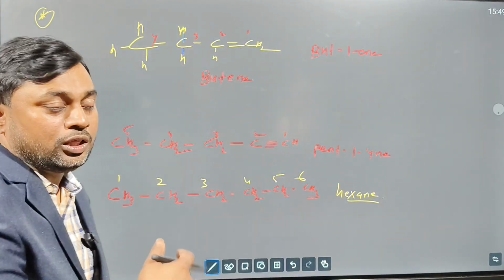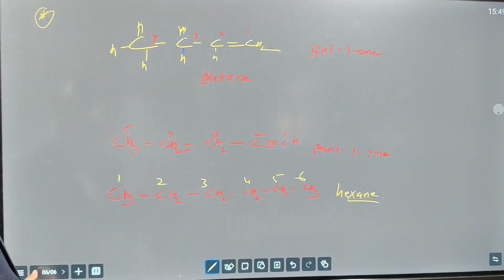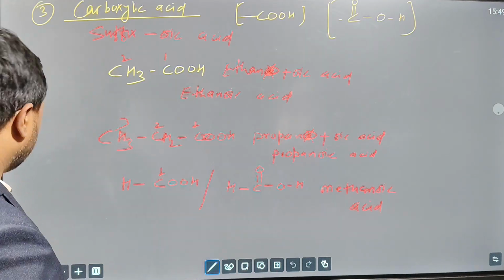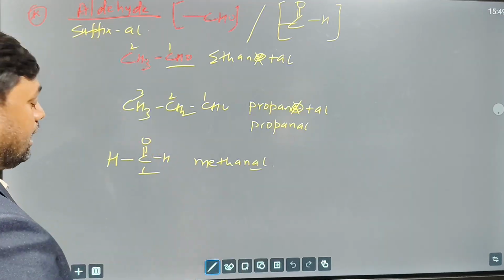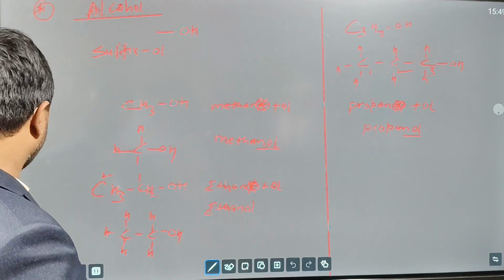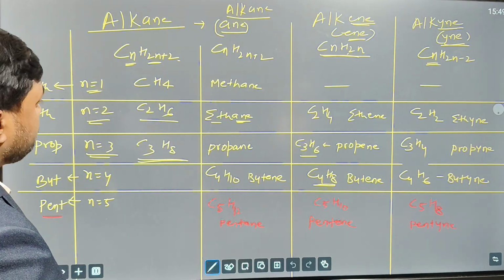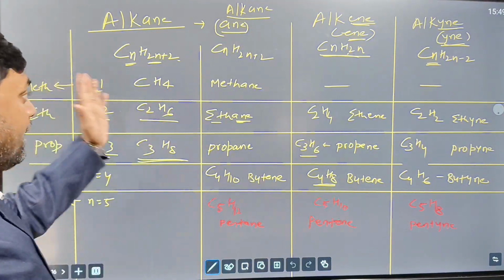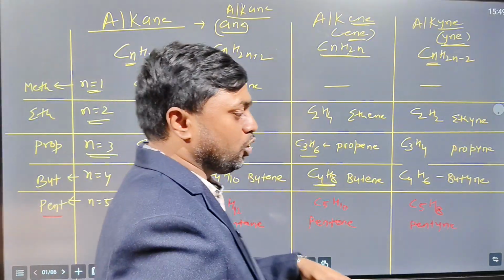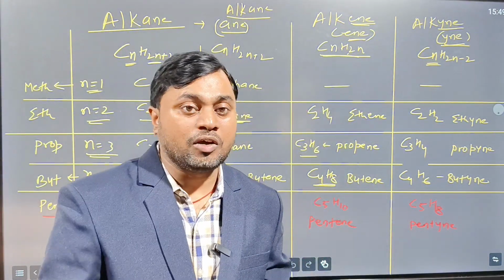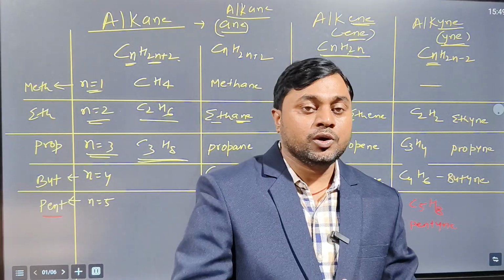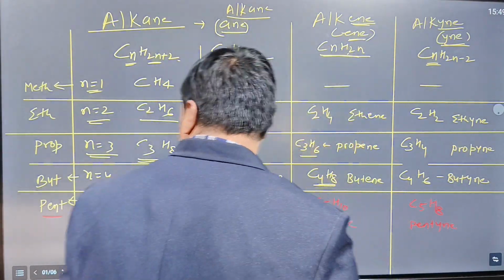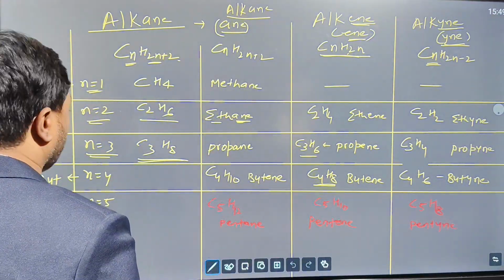I hope you understood all the different types of naming: alkane, alkene, alkynes, halogens, then carboxylic acids, then aldehyde, then alcohol. Yes or no? These are all homologous series. Homologous series means the general formula will be the same, but successive members will differ by a CH2 group. Yes or no? Now let's move to the next concept.